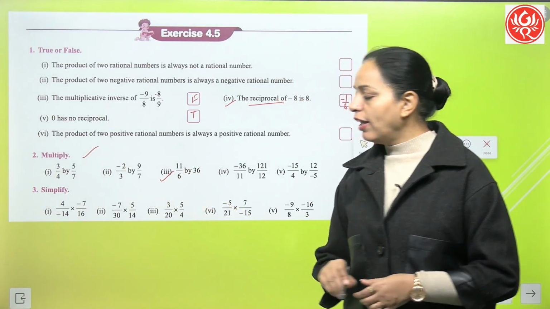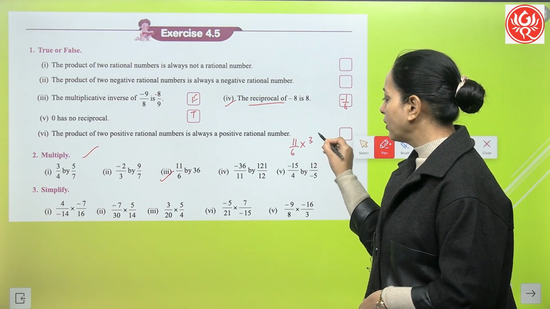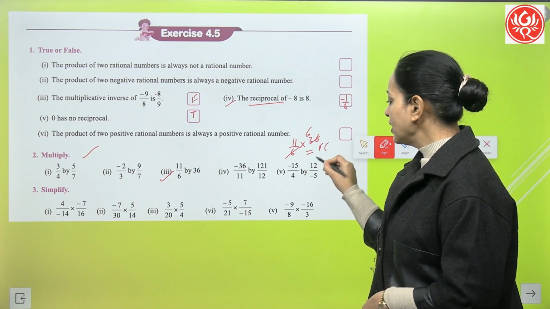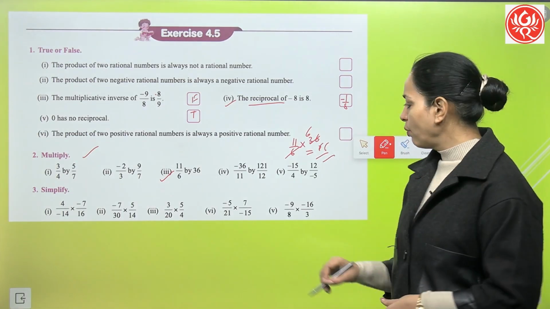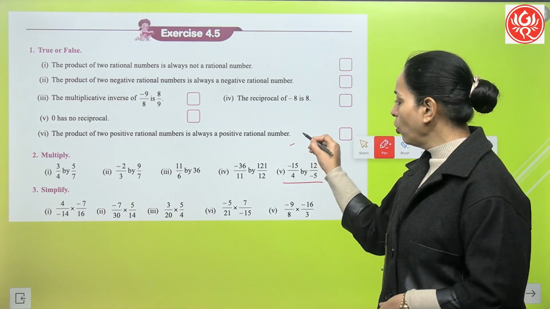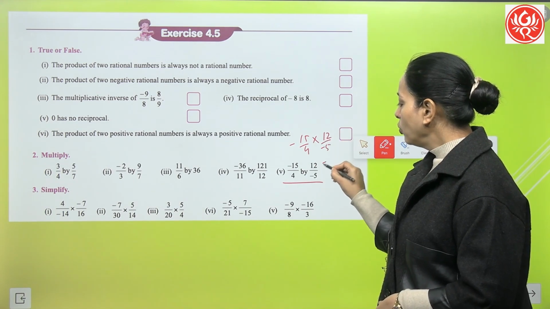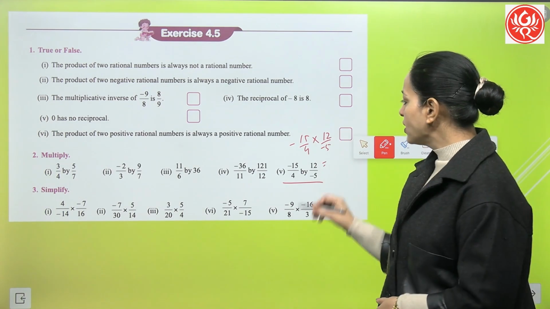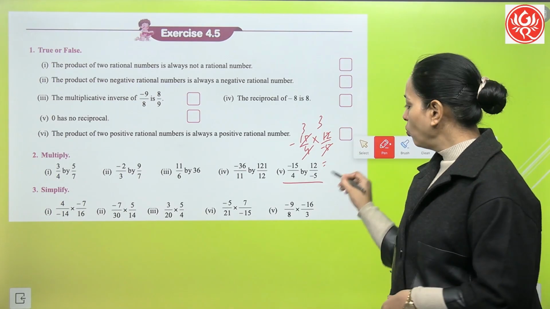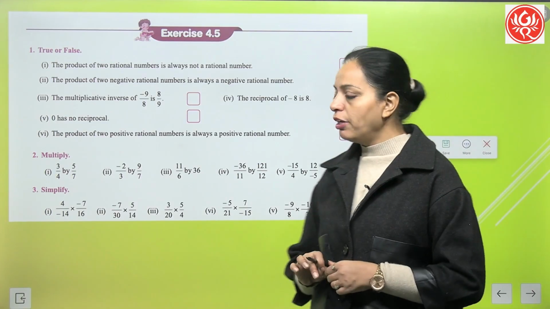See third part, 11 upon 6 by 36. So 11 upon 6 multiply by 36. So 6 6s are 36. So 11 into 6, that is 66, right? Similarly, see the fifth part, minus 15 upon 4 multiply by 12 upon minus 5. दोनों negative है, answer would be positive. 4 3s are 12, 5 3s are 15. So 3 into 3, answer is 9. Okay. Similarly, you can try remaining parts.